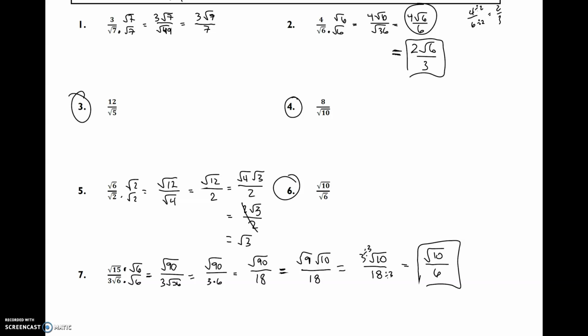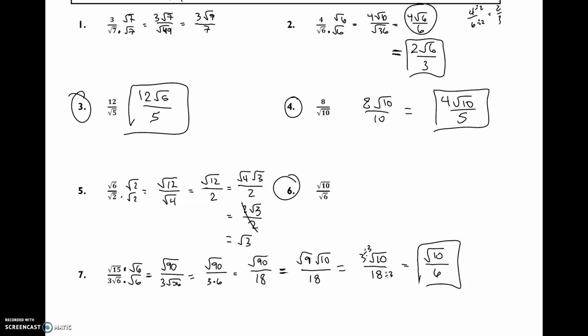The 3 remaining problems. Number 3, the answer should be 12 square root of 5 over 5. Number 4, you'll get 8 square root of 10 over 10, which should simplify to 4 square root of 10 over 5. Make sure you had the simplified form. And then finally, for number 6, you would get the square root of 60 over 6, which is 2 square root of 15 over 6, which equals the square root of 15 over 3.